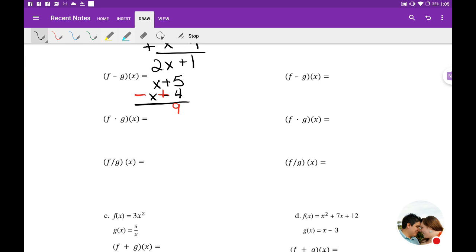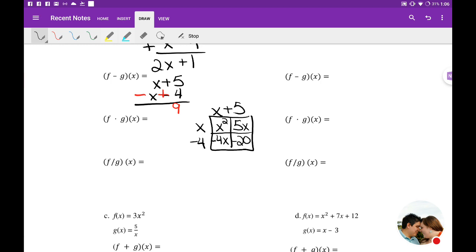Now we've got multiplication. And with multiplication, we're going to use our box. X plus 5 times x minus 4. X times x gives me x squared. Remember that we combine our exponents by adding. 5 times x gives me 5x. X times negative 4, negative 4x. And finally, 5 times negative 4 gives me negative 20.